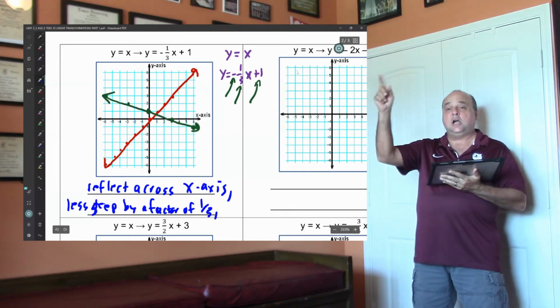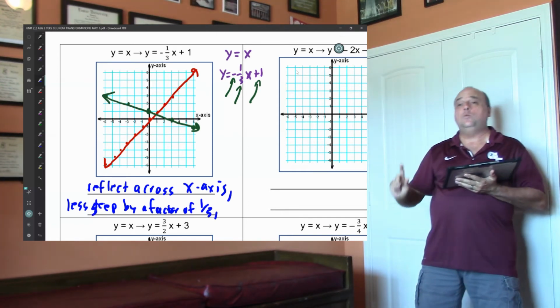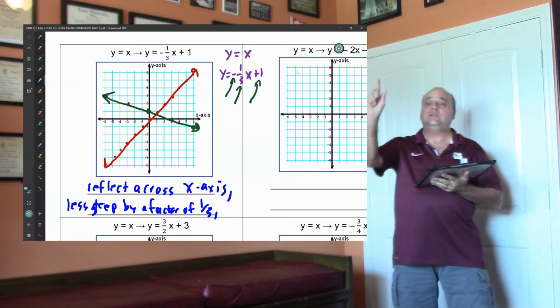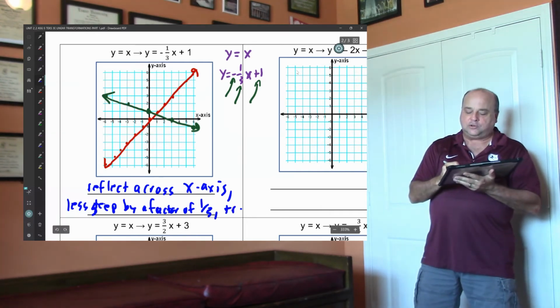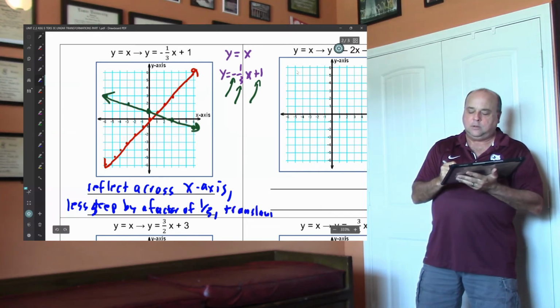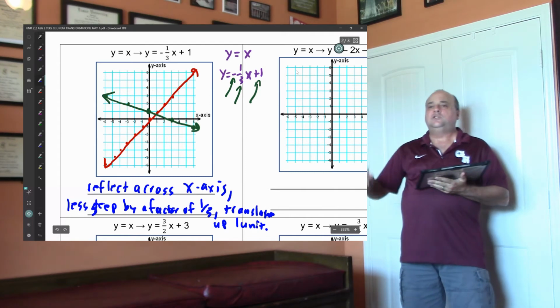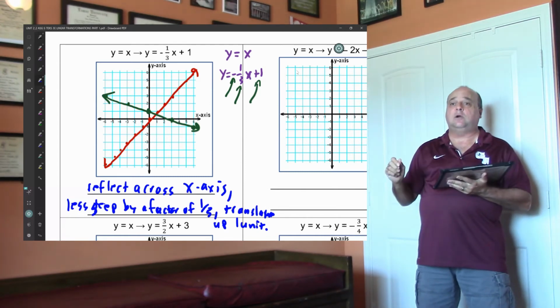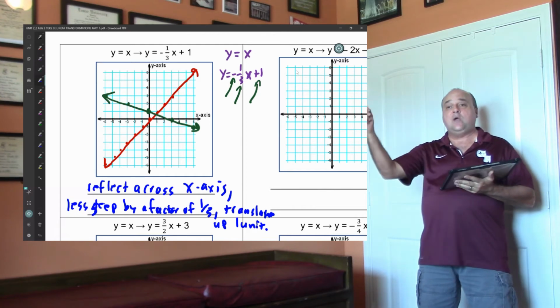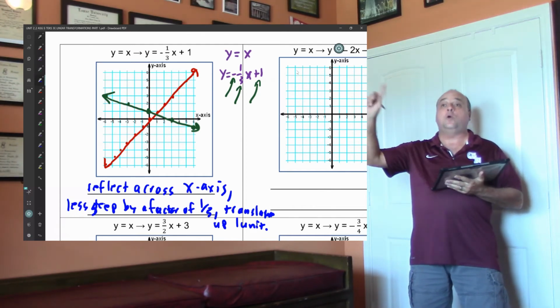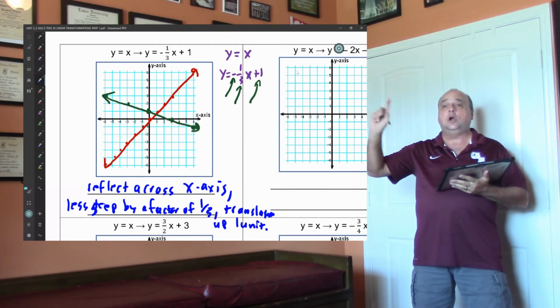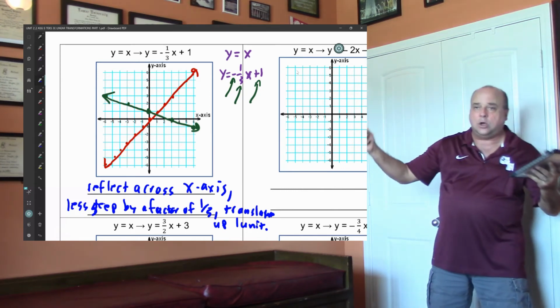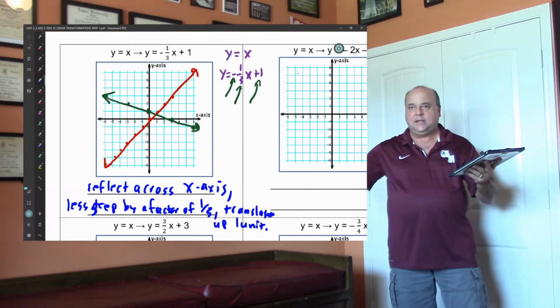And then we have to talk about the 1. The plus 1 won't translate it down, it's going to translate it up. So you would write down translate up 1 unit. And I'm running out of room, aren't I? Okay, so the negative reflects it. Every time it's negative, you will write down reflect across the x-axis. Every time you have a slope, it's going to make it more steep or less steep. And then the b term translates it up or down. That's all you're doing. So don't make this too difficult.